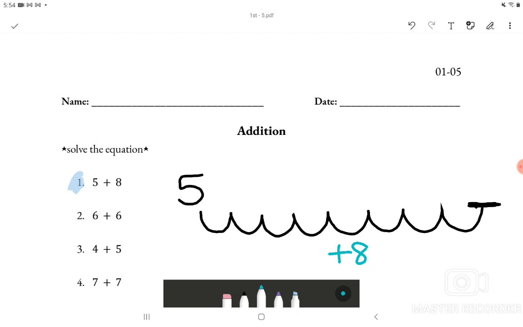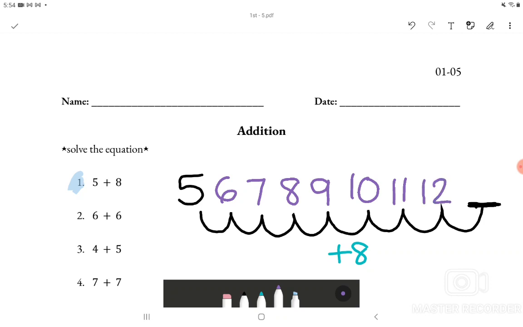The next is really simple. You just have to count. 5, 6, 7, 8, 9, 10, 11, 12, 13. See, now we have the value on top of the underline, which is 13. We know that 5 plus 8 is equal to 13.